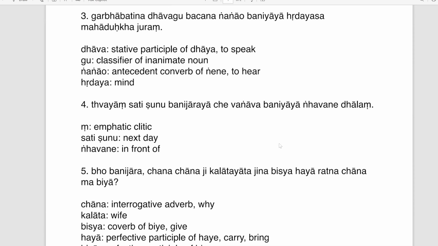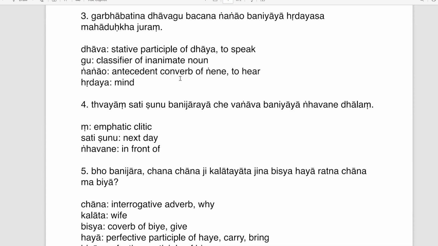Anyone would like to read the last sentence of the day? Yeah, please go. Tvaya satirkunu banijaraya che wangawa baniyaya bhavane dhala. Tvaya is that of that. So the ma here is kind of an emphatic clitic. So just of that. Just the next day of that.